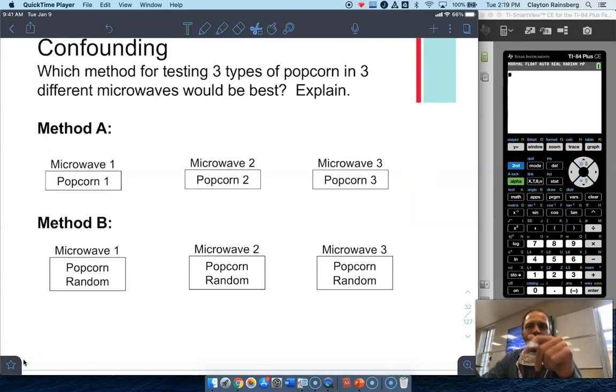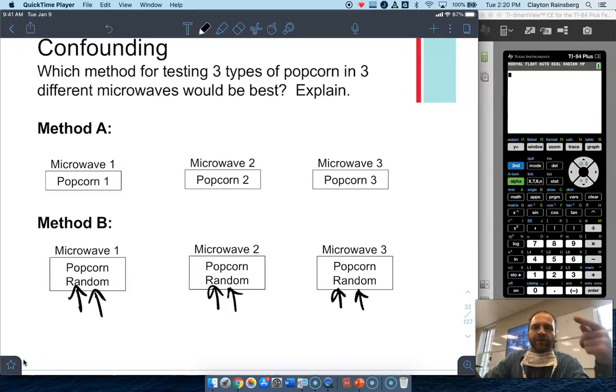So what we can do is we can do method B. And what method B does is it randomly assigns a popcorn to microwave 1, it randomly assigns a popcorn to microwave 2, it randomly assigns a popcorn to microwave 3, and it pops. And we look at which one's good. And then we do it again. We randomly assign again, we randomly assign again, and we pop. And we see which one goes.